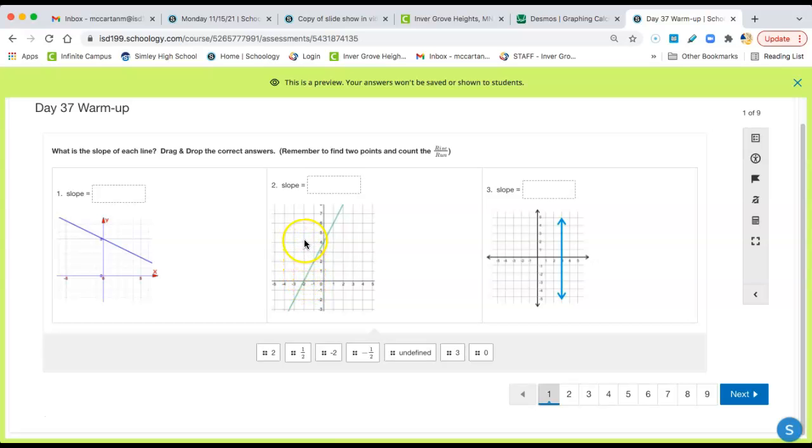Now look at this one right here. Goes up 4 over 2. So the 4 is on top, the 2 is on the bottom. 4 divided by 2 is 2. This is positive. It's going up. Positive 2. All right, the slope is undefined. Straight up and down is undefined.